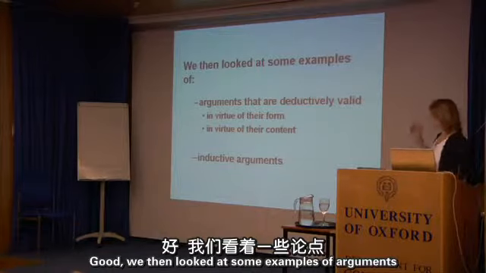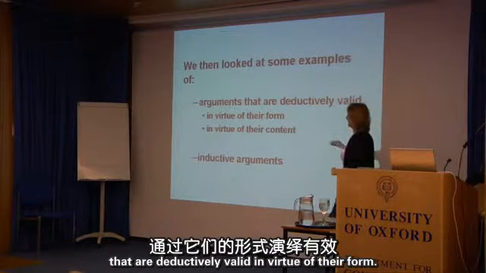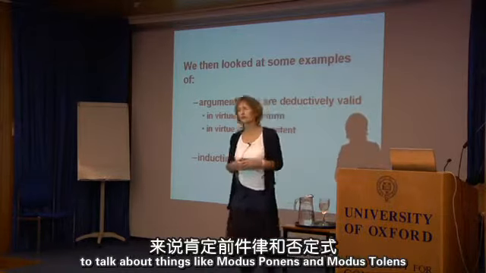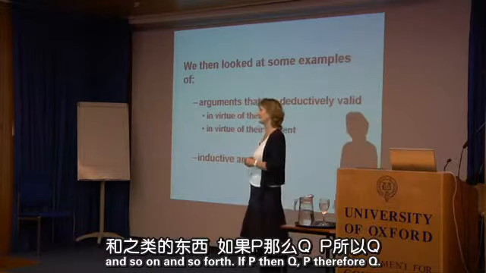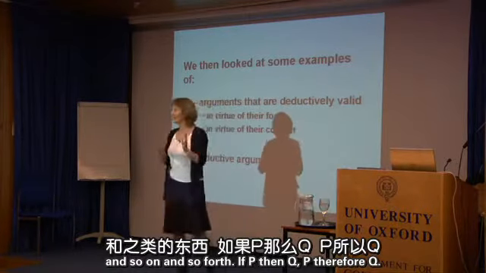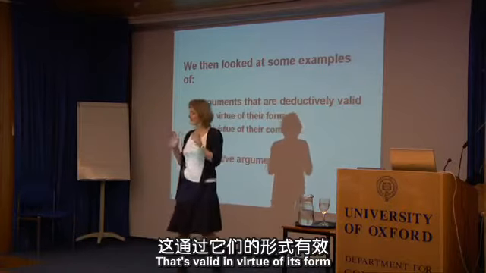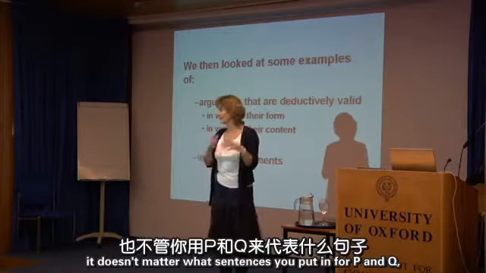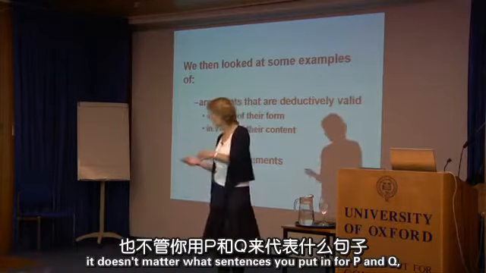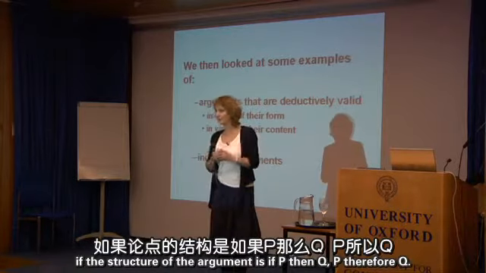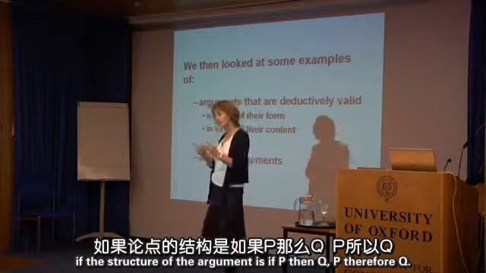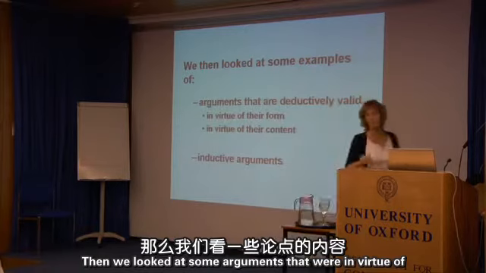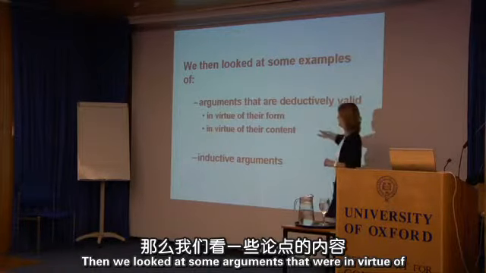Good. We then looked at some examples of arguments that are deductively valid in virtue of their form. Do you remember I was using the P's and Q's to talk about things like modus ponens and modus tollens? So we got if P then Q, P therefore Q. That's valid in virtue of its form, because it doesn't matter what you're talking about. It doesn't matter what sentences you put in for P or Q. If the structure of the argument is if P then Q, P therefore Q, it will be valid. Okay? So then we looked at some arguments that are deductively valid in virtue of their content.